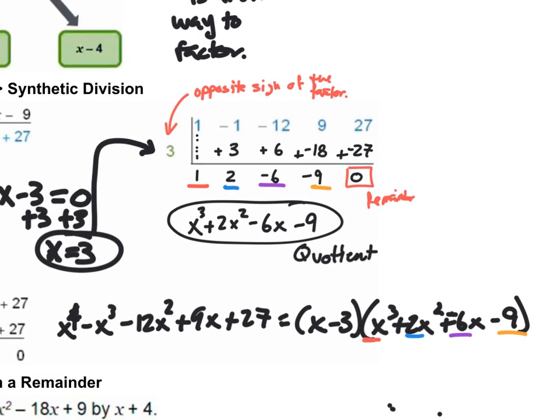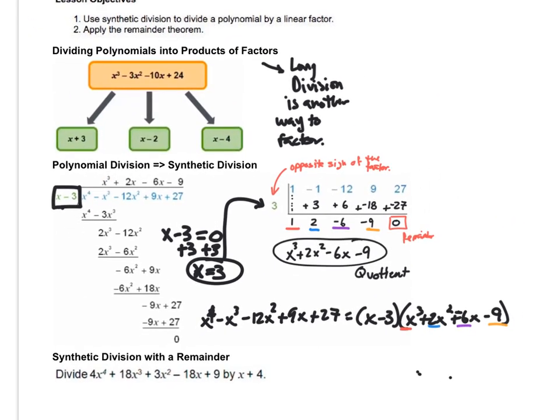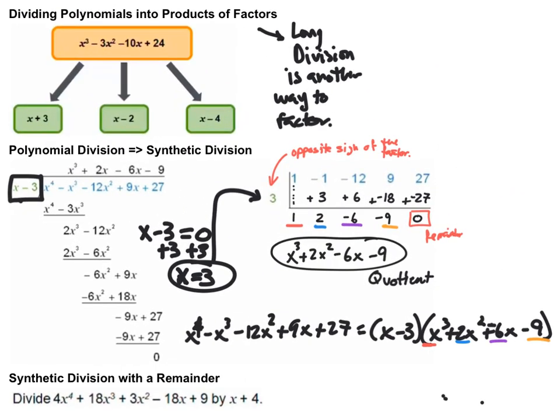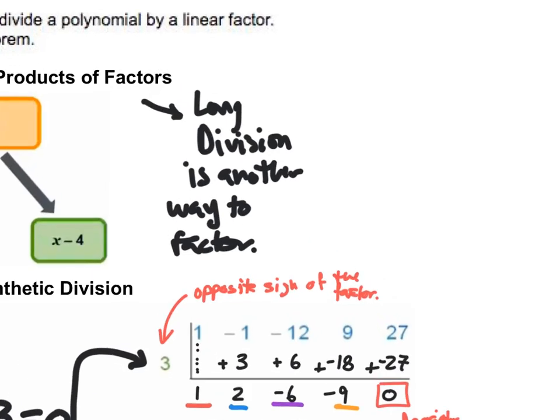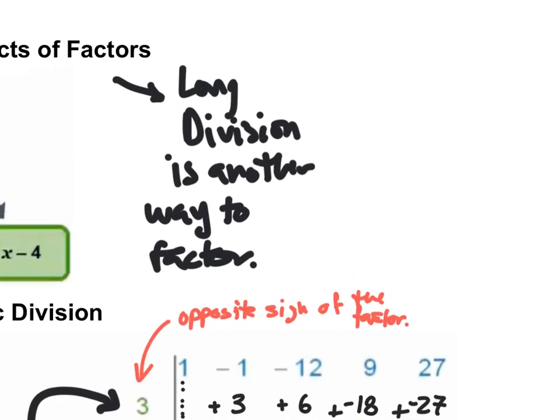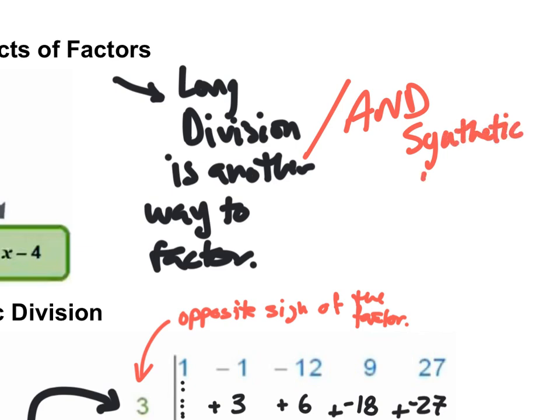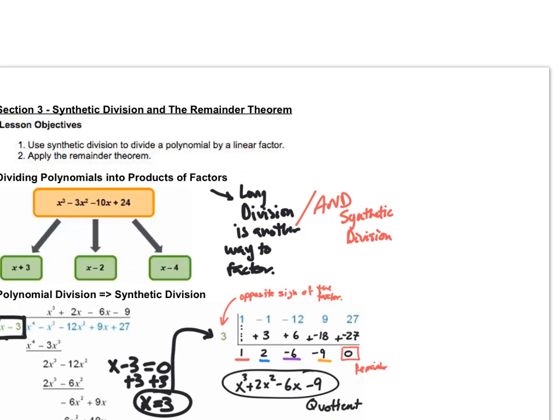But this is just another way. We said that long division is another way to factor, but we found out that it was really tedious, with a lot of signs and a lot of work, or we can do synthetic division. So I'm going to write this up here: long division and synthetic division. Synthetic division is another way to factor, and that's all we're doing. All right, so let's move on.